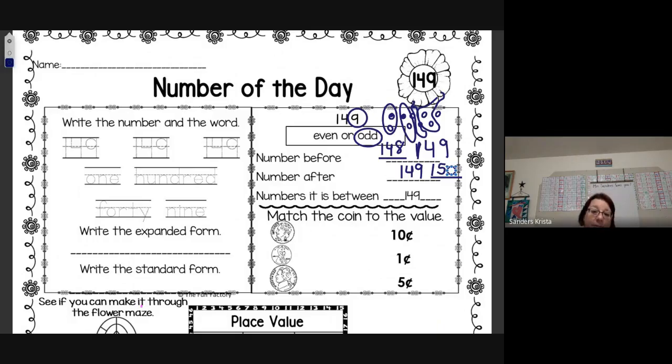Okay. So here it says match the coin to the value. Here is a dime. A dime equals 10 cents. A penny equals 1 cent. A nickel equals 5 cents.